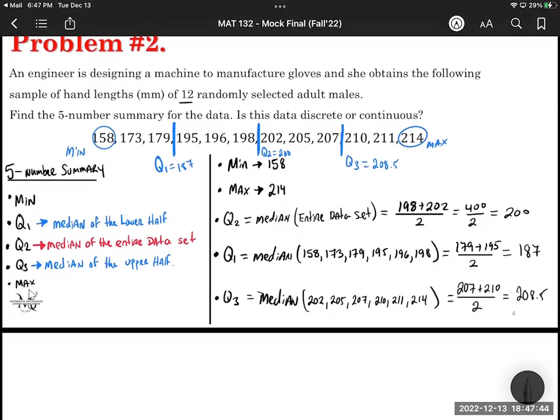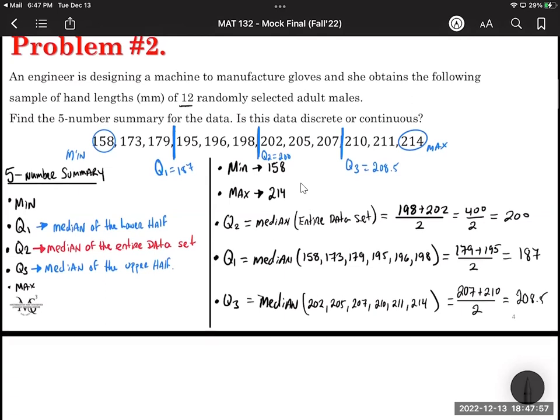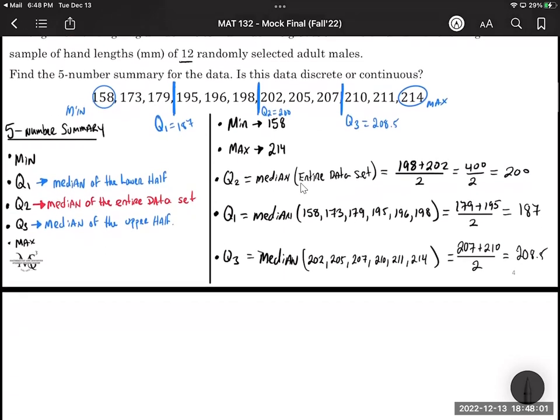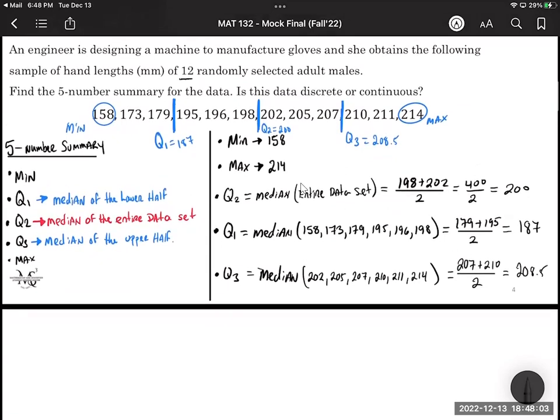So in ascending order, your 5-number summary is 158, 187, 200, 208.5, and 214. One of the follow-up questions is that if your professor asks you for a box plot, the way it will look is the following. You see how I have my 5 numbers in my data set? From that, you can clearly just draw a quick box plot.